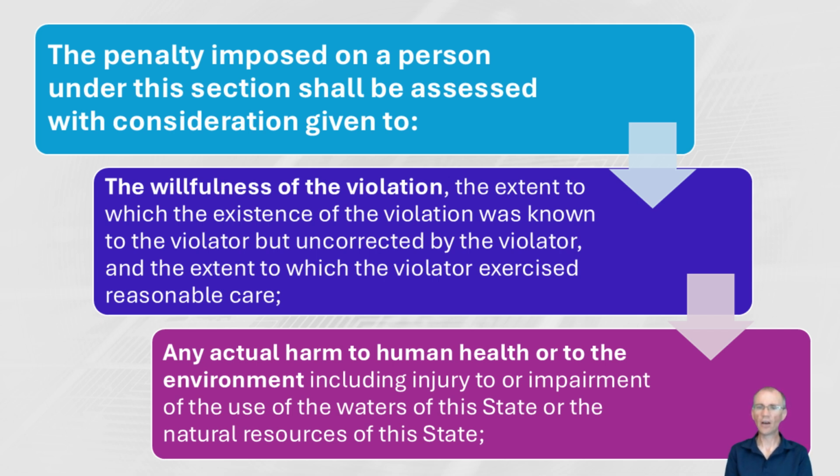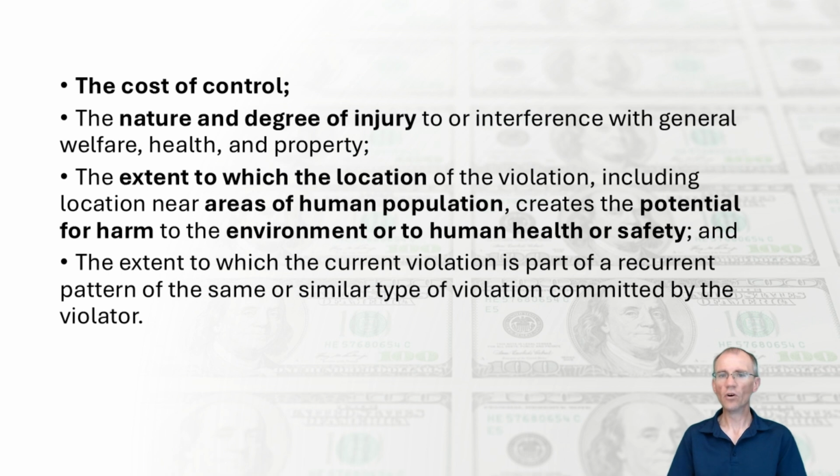Any actual harm to human health or to the environment, including injury to or impairment of the use of waters of this state or the natural resources of this state. This is also going to involve the cost of control, the nature and degree of injury to or interference with general welfare, health, and property, the extent to which the location of the violation, including location near areas of human population, creates the potential for harm to the environment or to human health or safety, and the extent to which the current violation is part of a recurrent pattern of the same or similar type of violation committed by the violator.